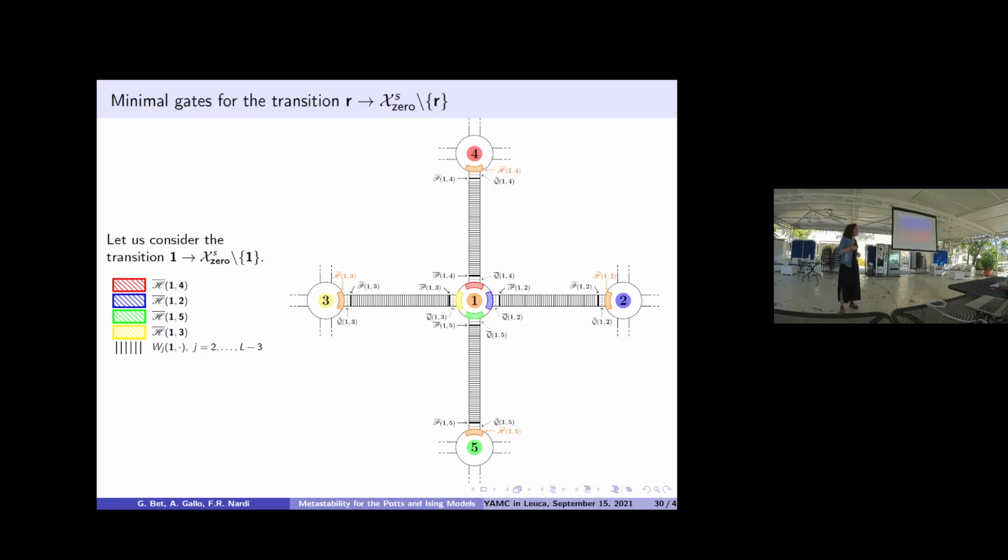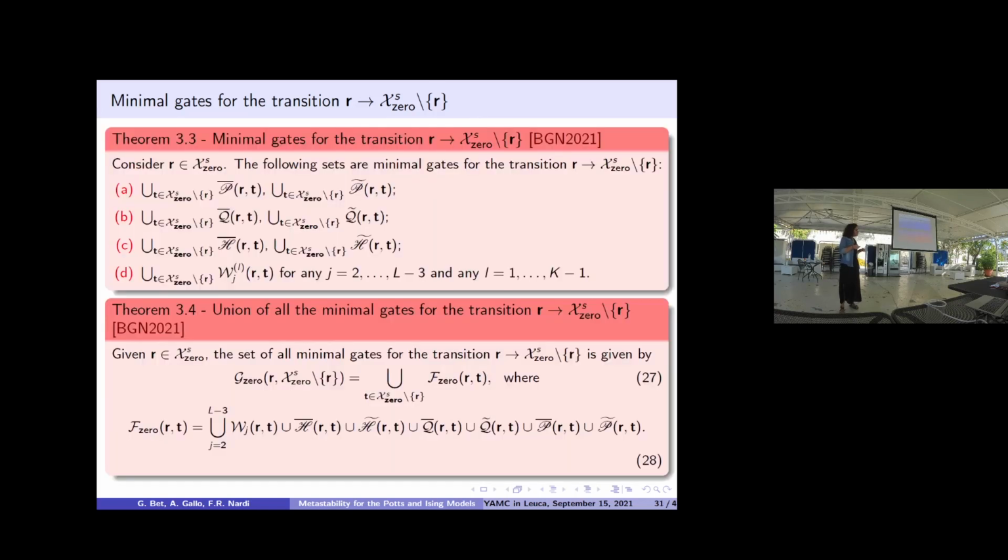So, starting from 1, with the same probability, the process arrives in one of all the possible stable states. So we conclude that the union of all the minimal gates for the transition from a stable state to the set of the other stable configurations is given by the union of all the restricted minimal gates related to the transition from R, that is the stable state that is fixed, to T, where T is any possible stable state of the energy landscape different from R.